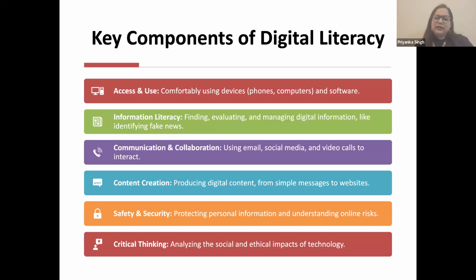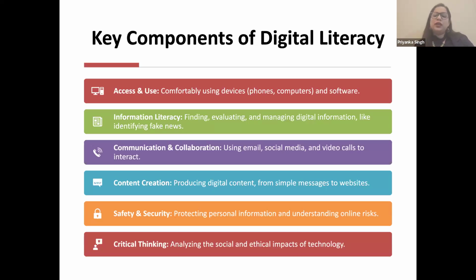So we should understand personal information and the online risks also, so that if the students are using it, they are safe and sound to use that content. And again, critical thinking, analyzing the social and ethical impacts of technology. You should be able to refine and filter the content properly. And again, draft the lesson plan as per the 21st century skills. I hope these components are quite clear.